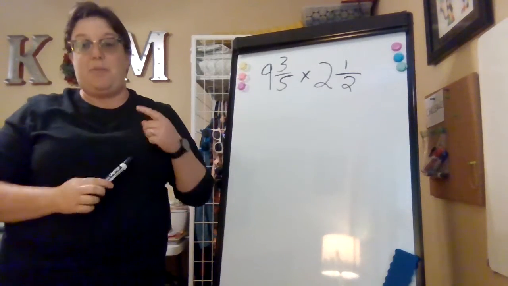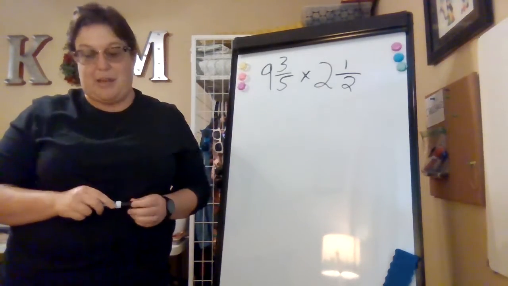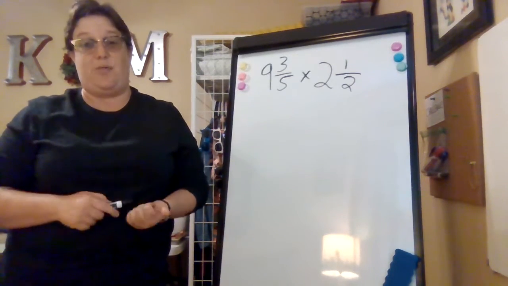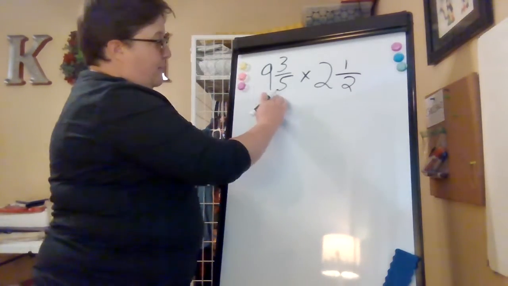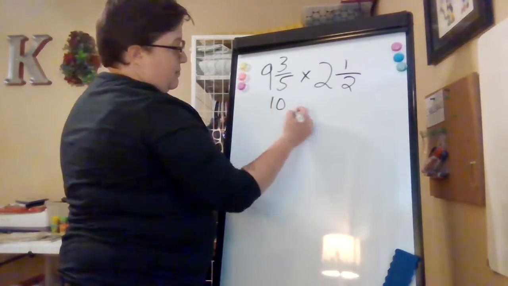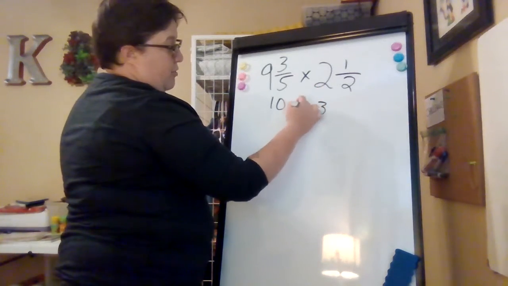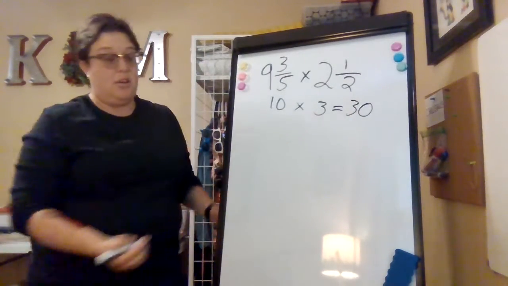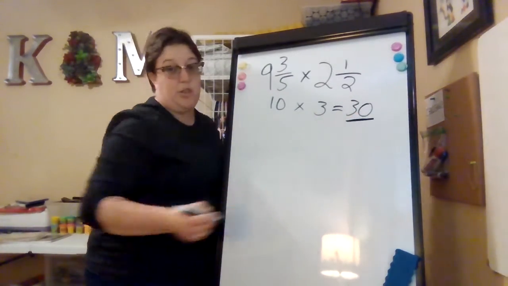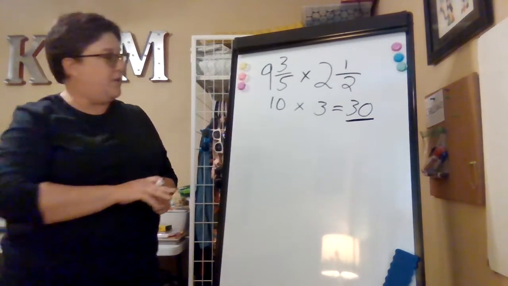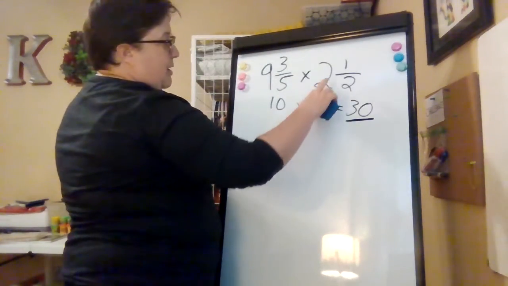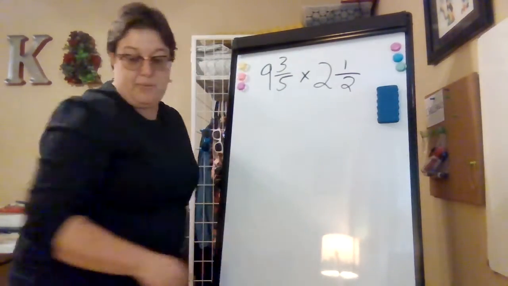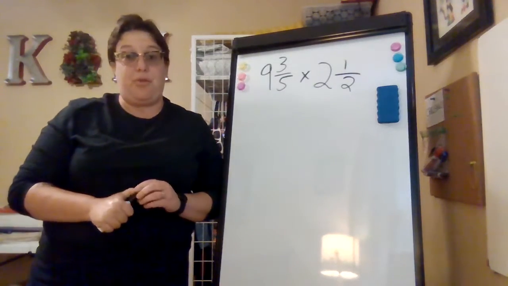All right. Step number 2 is to estimate what we think the product would be. The reason that we estimate is to check our answer at the end and see if we're close. 9 3/5 is close to 10. 2.5 is close to 3. 10 times 3 is 30. So our answer should be somewhat close to 30. If we're way off, we know we did something wrong.